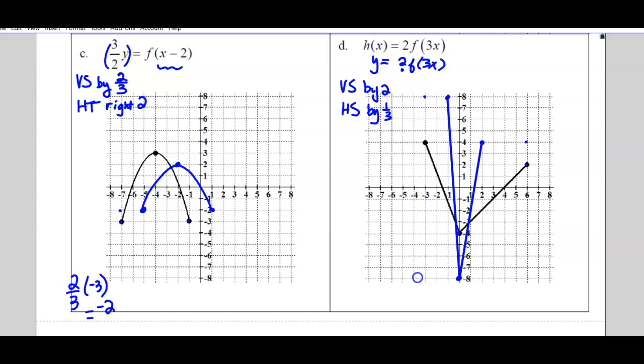Okay. So horizontally compressing it, right? By multiplying by 1/3, it gets skinnier. And as well, vertically stretching it by a number bigger than 1, it's really skinny. Okay.